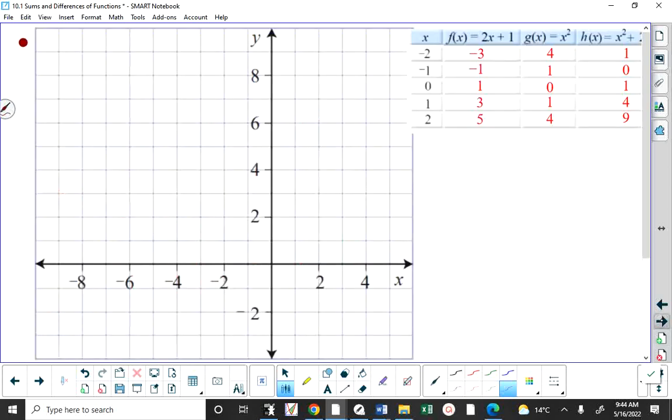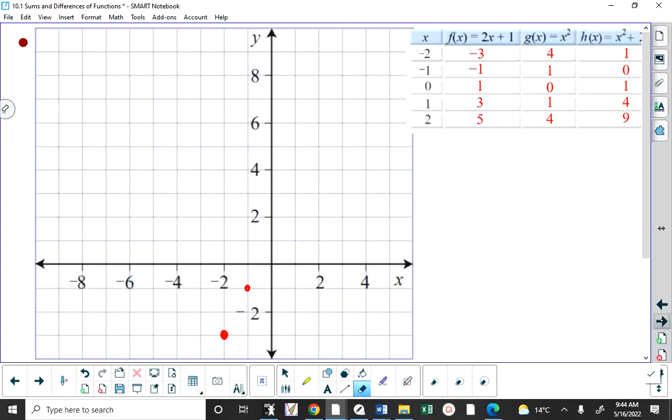Okay, so now we'll plot these points. I've got the numbers up here. -2, -3 is a point on f, and then -1, -1. You want to be very careful in interpreting this table that you've created. These are the ordered pairs I'm using for f. This will be the ordered pair I'm using for g. It's kind of a little cluttered or confusing.